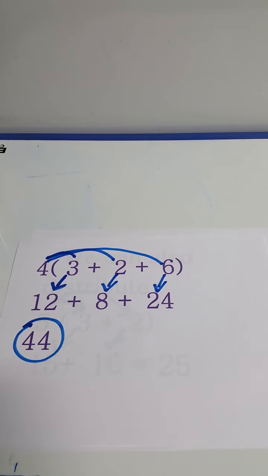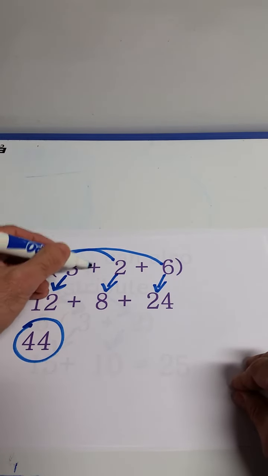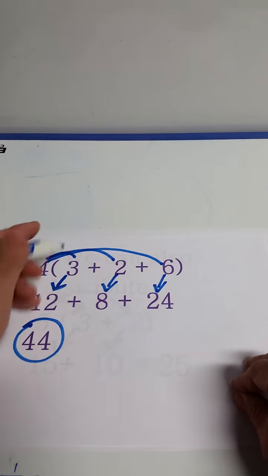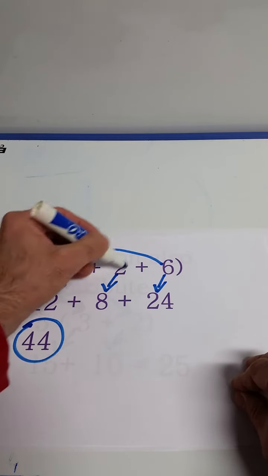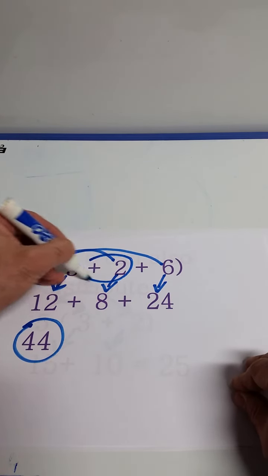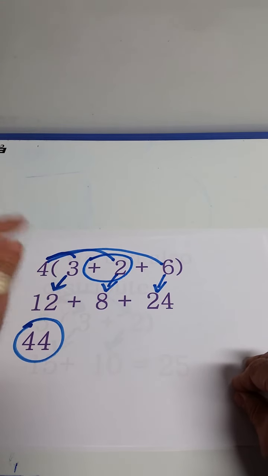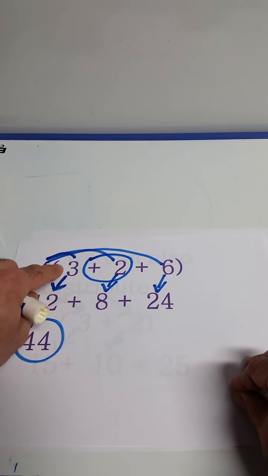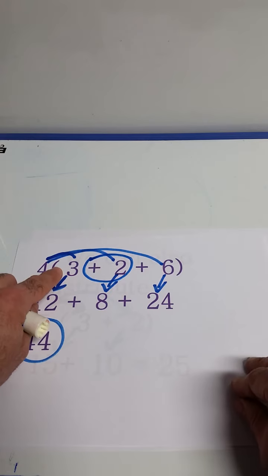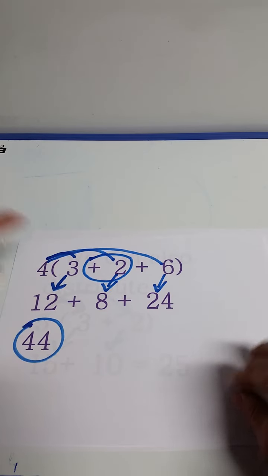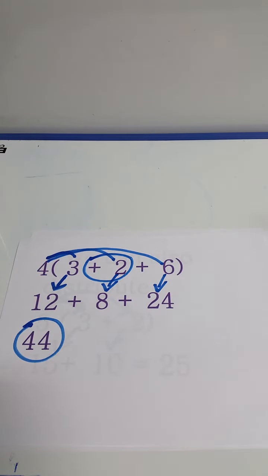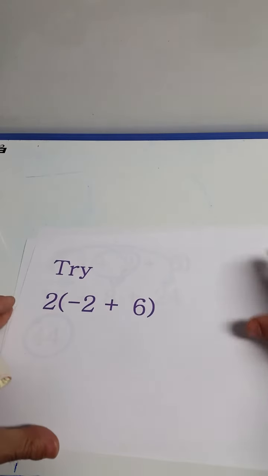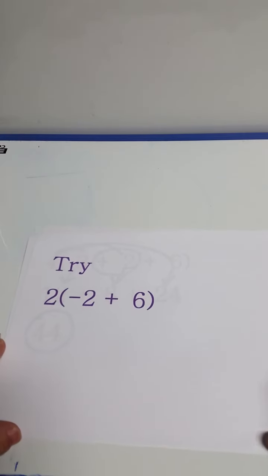Now keep in mind when you distribute, look at the operation signs. The operation signs are always attached to the number. If you don't see an operation sign, like right here, well, it's positive. Anytime you don't see a sign, we are assuming it's positive. Okay, let's try this one now. Again, be careful with the operation signs. See if you can do this one.